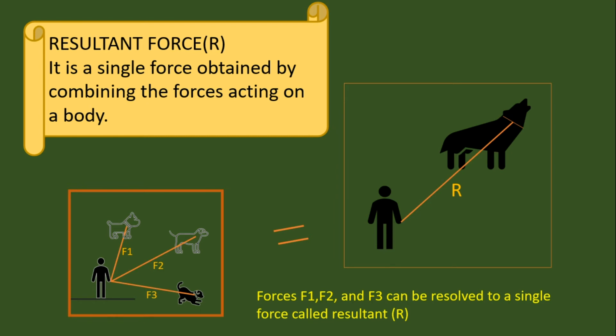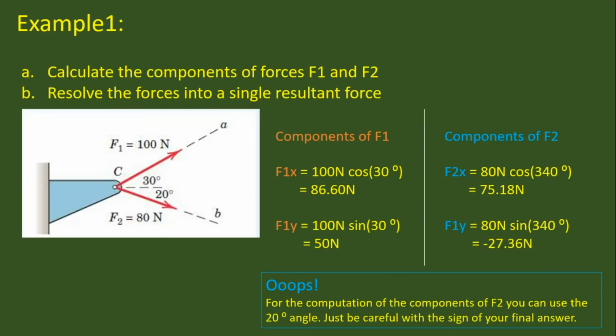So pag kinombine natin yung F1, F2, and F3, pwede natin siyang isolve as a single force na tinatawag natin resultant. So for example, ito, yung dalawang force, we have force F1 and F2 na isang 100 Newton and 80 Newton respectively with that angle. Hinihila niya yung bakal sa wall, diba, merong patungan dun sa wall. Hindi naman mahahati yung bakal na yon into pataas at pababa. Mahihila siya in a direction na pag pinag-combine natin yung force na F1, F2, yun yung direction na mapupuntahan niya. So we do that by computation.